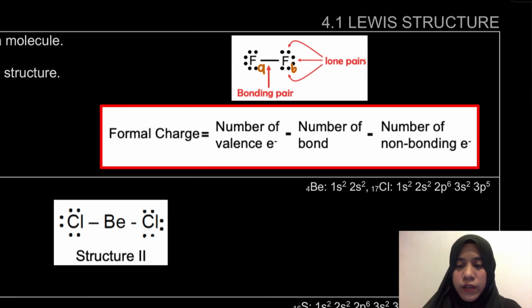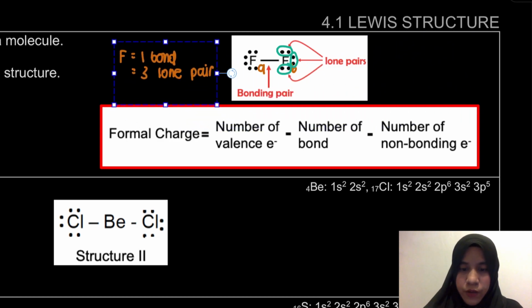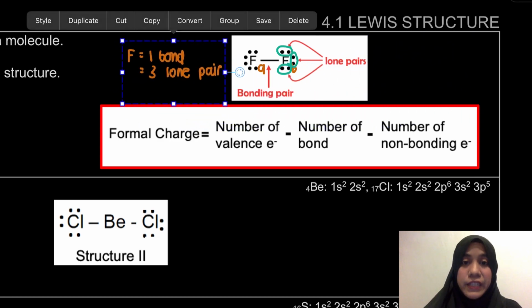Here for fluorine we have 3 lone pairs, because one lone pair means we have 2 electrons. For our fluorine A and B it is the same: each has 1 bond and 3 lone pairs. This is a revision of what we have learned for our covalent bond. I'm just going to write it down here. Right now, I can calculate the formal charge of my fluorine.